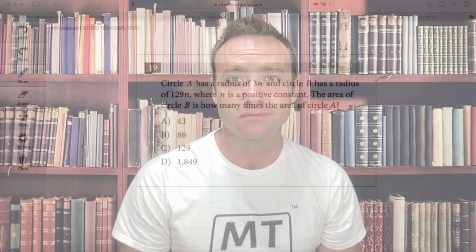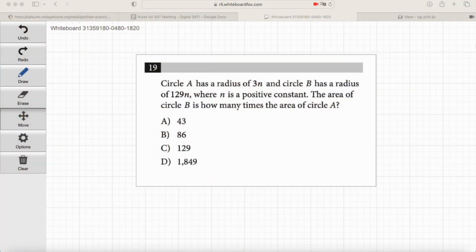In the meantime, enjoy these answer explanations from Digital SAT Practice Test 1, Math Module 1. We got another question up on the screen here. We got question number 19. Little geometry here. Go ahead and read question number 19 for us, please, Tanner.